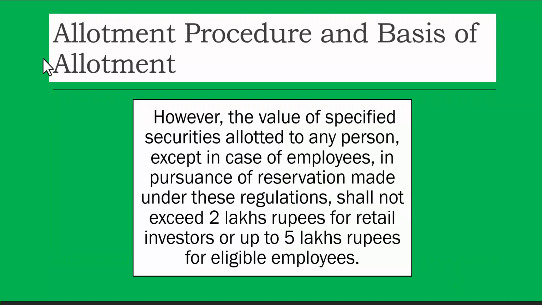Now, however, the value of the specified security allotted to any person, except in case of employees in pursuance of reservation made under these regulations, shall not exceed 2 lakh rupees. So the maximum allotment should be below 2 lakh for retail investors, and up to 5 lakh for eligible employees. If they're employees of the company, maximum it can go to 5 lakhs, but for the retail investors, it will be 2 lakhs.